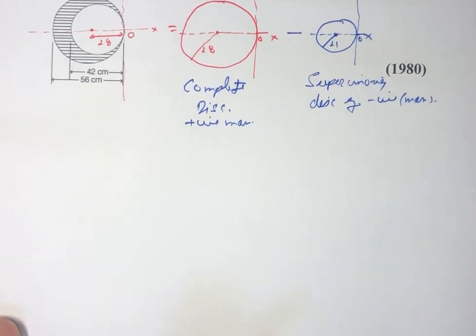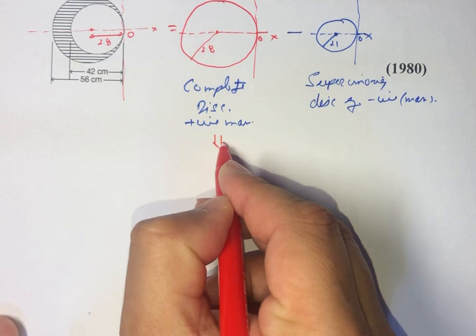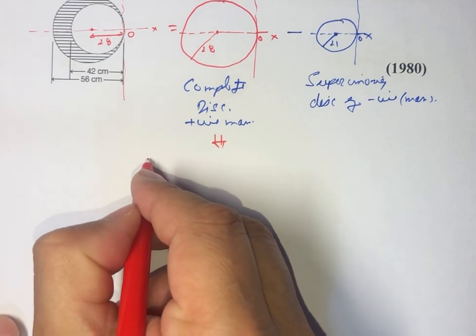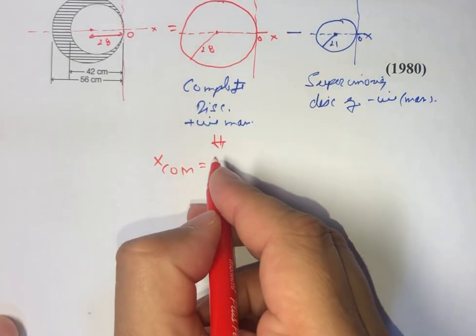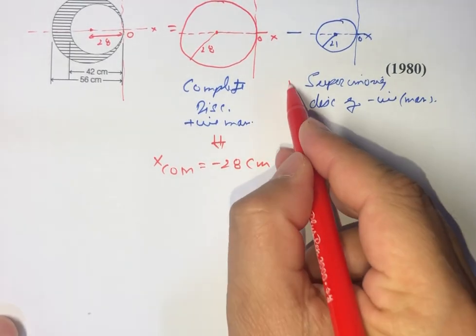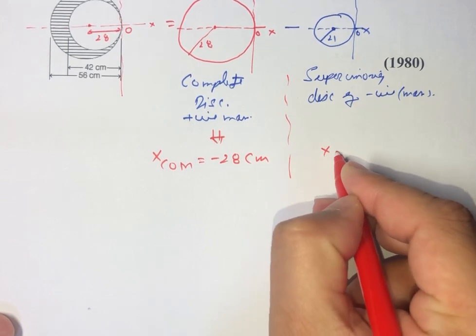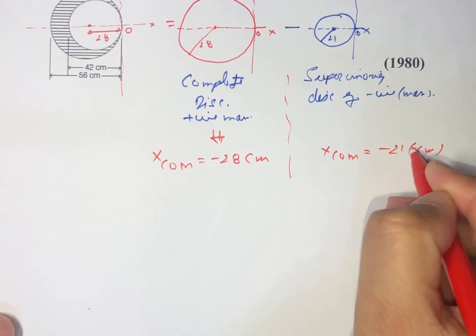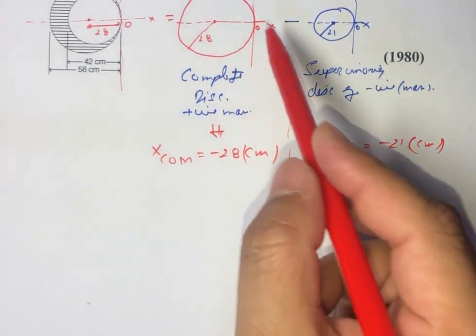So we can write, for this particular case, let us call this the bigger disc. So the center of mass will be written as minus 28 because it is on the negative axis, centimeter, and for the negative mass smaller disc its center of mass will be at minus 21 centimeter. So these are the centers of mass of the respective discs.